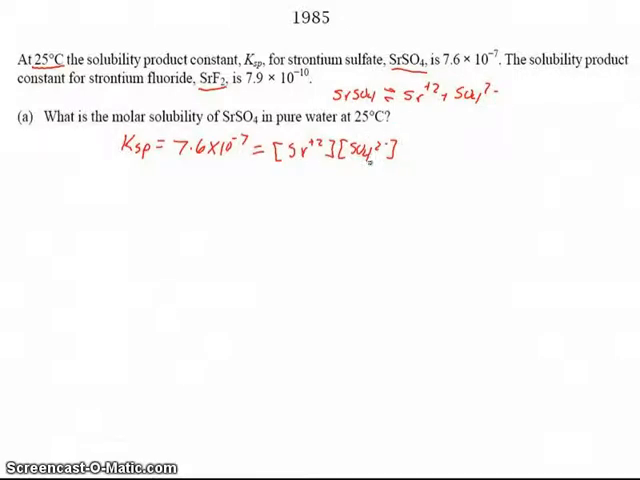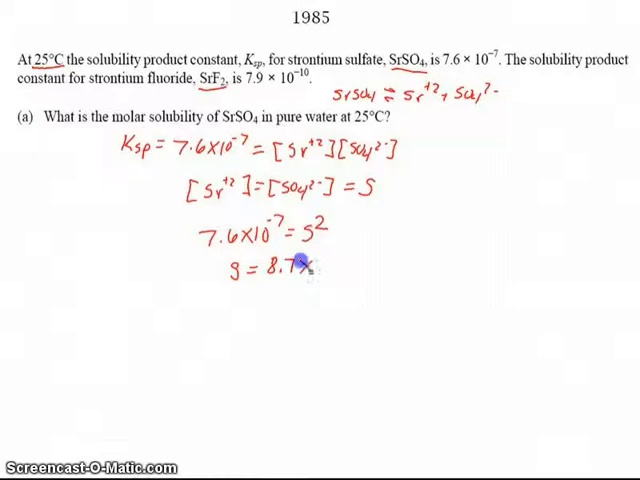Well, I'm going to designate each of these as S, so the concentration of strontium equals the concentration of sulfate, which would be S. And so subbing into my KSP equation, 7.6 times 10 to the minus 7th equals S times S, or S squared, such that the solubility then is going to be 8.7 times 10 to the minus 4 moles per liter. So that would be the molar solubility of strontium sulfate at that temperature.